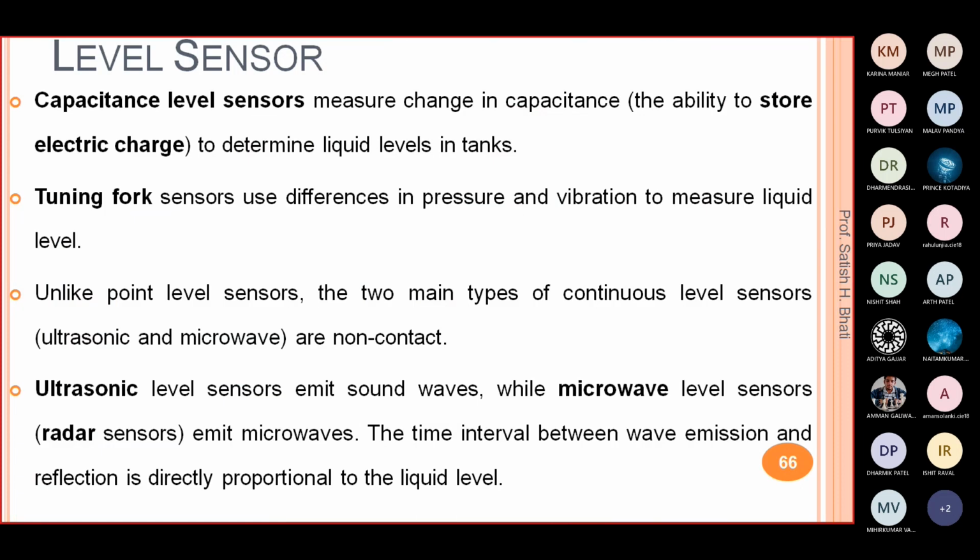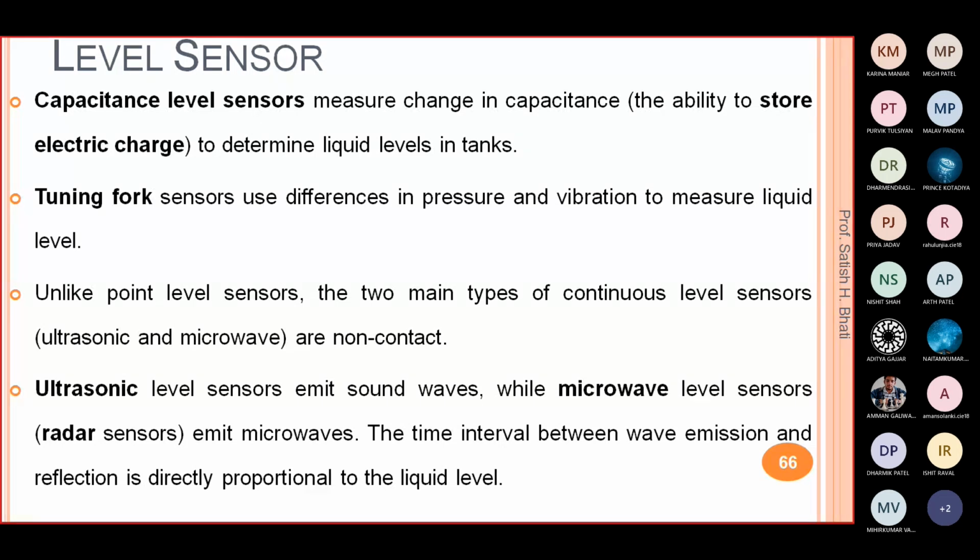Then some other types of level sensors are capacitive level sensors. In the sensor we have a material which will change its capacitance value based on the level reached at the sensor, and based on that we will generate the output signal. Then one more type is the tuning fork. It's a kind of level sensor which uses the difference in the pressure and vibration to measure the liquid level.